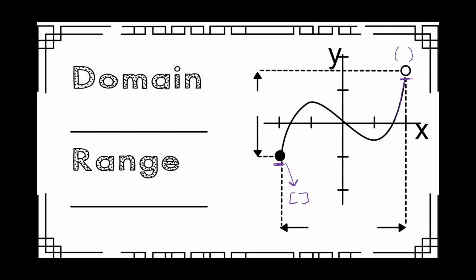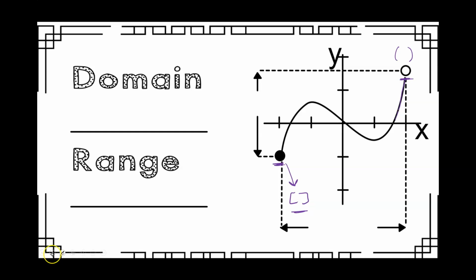That parentheses means you go close to 2, but you're not 2. Okay, so open dot means parentheses, closed dot means bracket, and arrows are always parentheses because an arrow signifies it's not stopping. So you can't bracket it if it's going to keep going. Okay, all right, so domain.